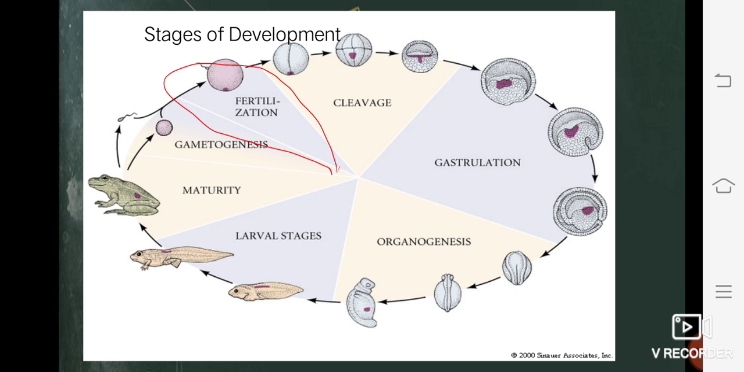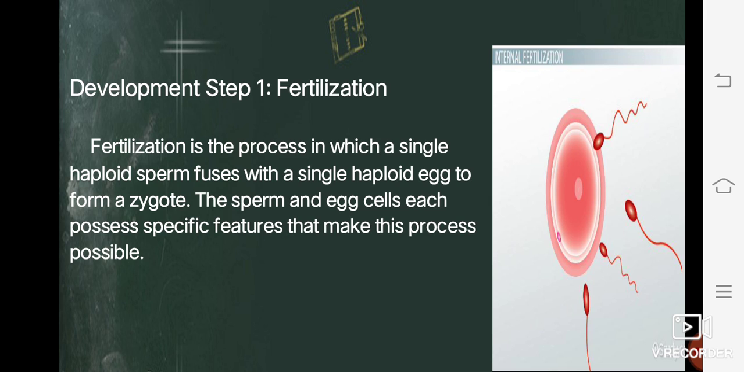Stages of development, the fertilization. Development Step 1. Fertilization is the process in which a single haploid sperm fuses with a single haploid egg to form a zygote. The sperm and egg cells each possess specific features that make this process possible.